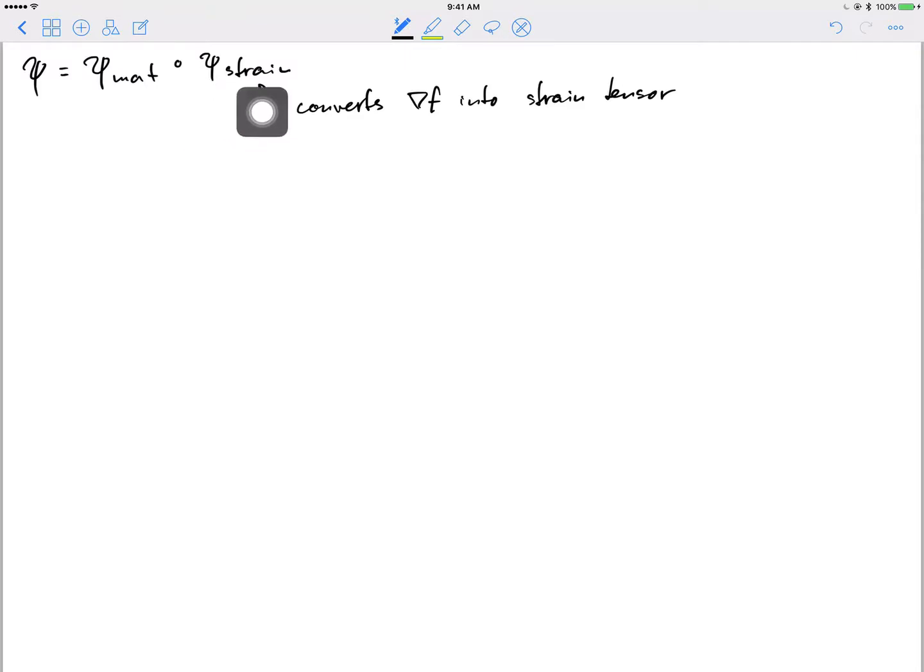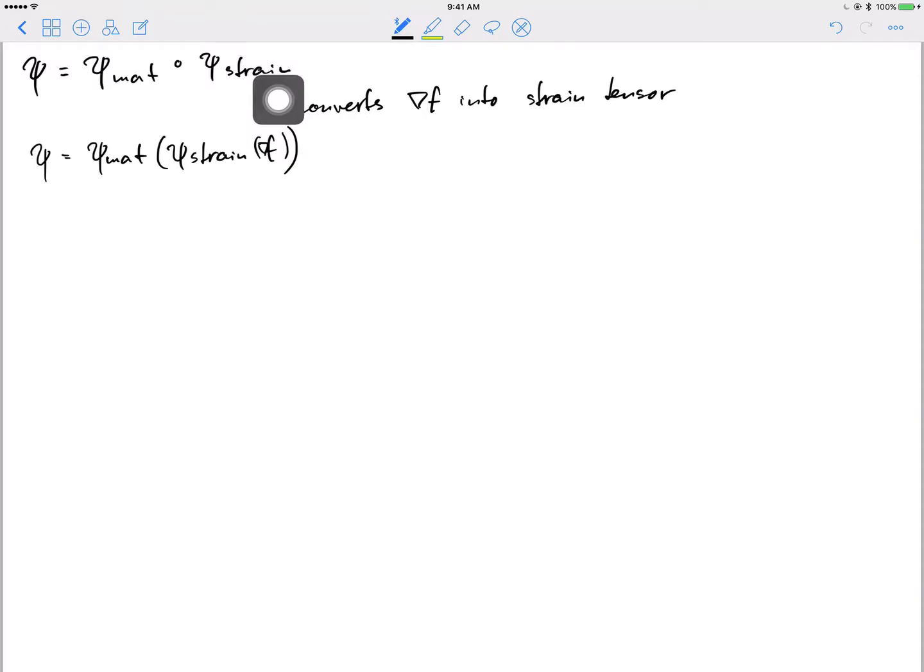That's exactly what I meant. Okay. So that means I can also write it like psi mat applied to psi strain of f, good old, or the deformation gradient of f, right? But yes, that's exactly what I meant by this.